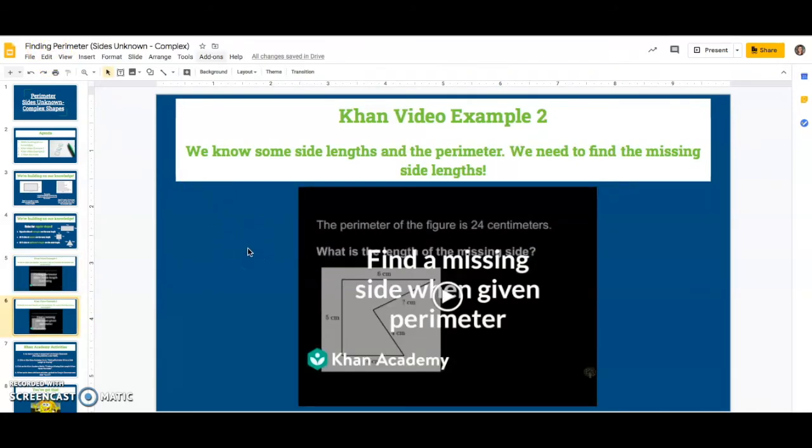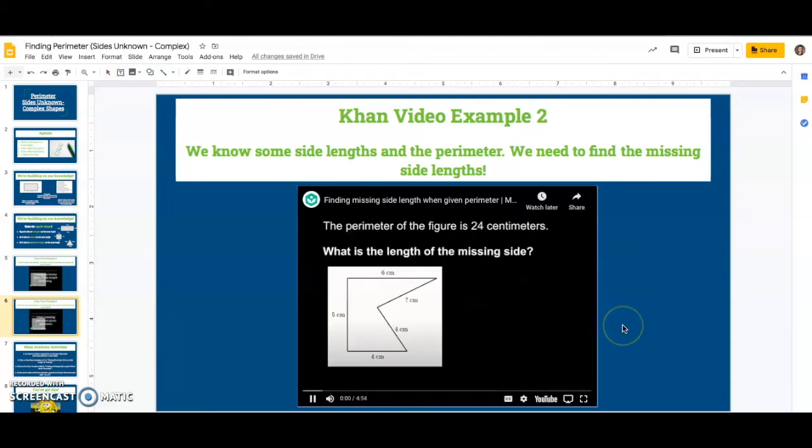In this video, we know some side lengths and the perimeter, but we need to find the missing side lengths. The perimeter of the figure is 24 centimeters. What is the length of the missing side? So we're told this figure down here has a perimeter of 24 centimeters. So what that tells us is that the distance around the entire outside is 24 centimeters. But what we want to know is what is the length of the missing side?